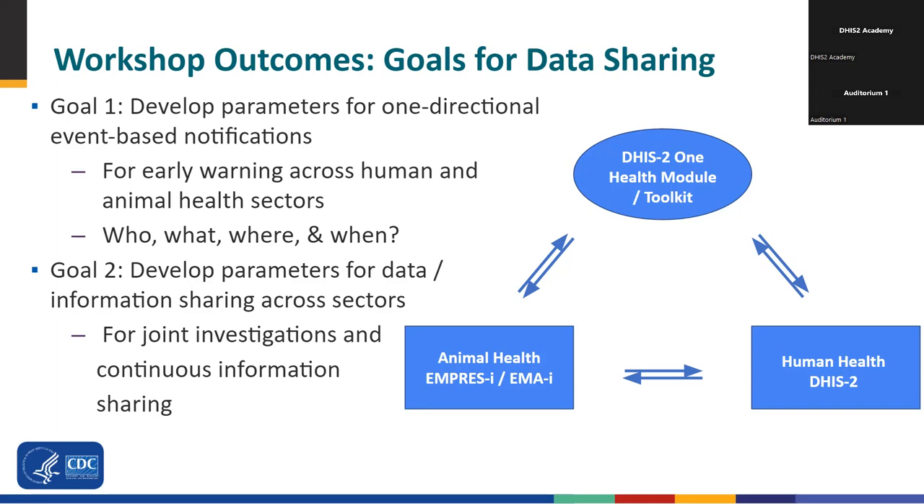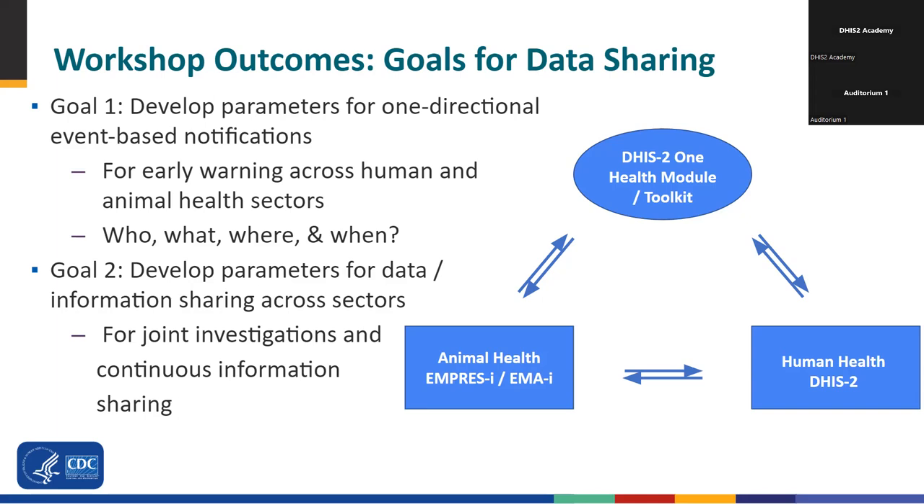The information that is shared within those notifications is really the who: what animals are involved, what humans are involved, what their contact information is for follow-up across sectors, and what the event is, whether it's a disease, a test result, or a single event. And of course, where is important for jurisdictional follow-up, as well as when the event occurred.